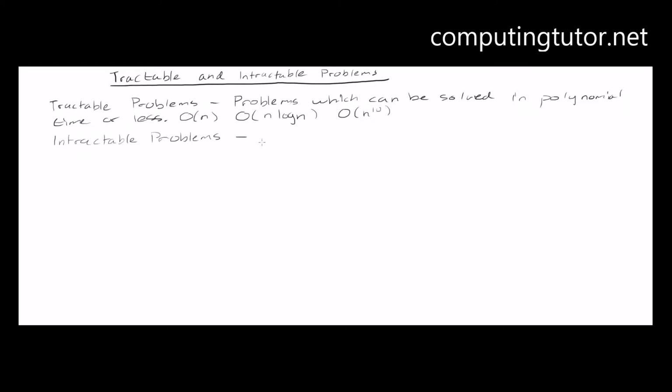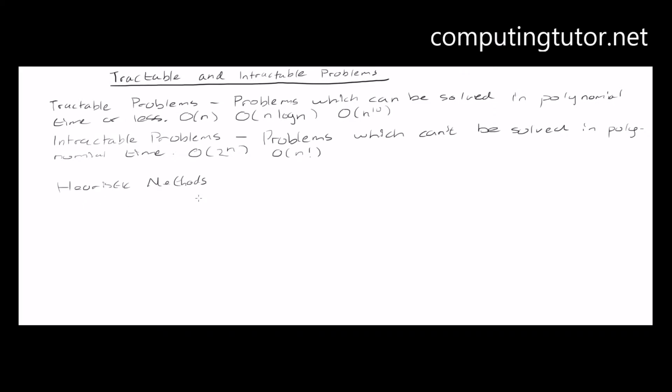An intractable problem is just the opposite of a tractable problem, in that it can't be solved in polynomial time. Some time complexities that you might have for an intractable problem could be 2 to the n or n factorial. In your exam you might be asked about what approaches a programmer could take to solve an intractable problem in a reasonable time period. What it's looking for is for you to be talking about heuristic methods.